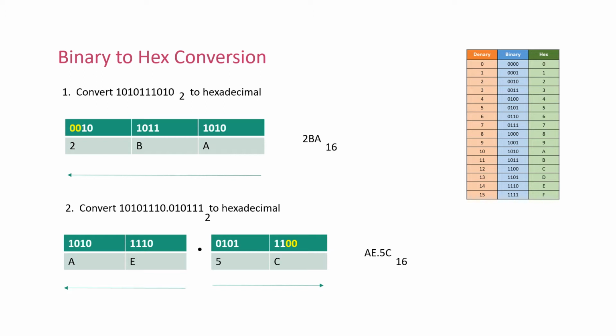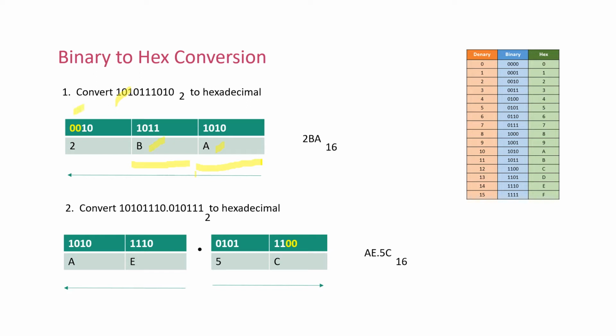It's 1010111010, and we are going to arrange them in groups of 4 bits each, and we'll start with the LSB. The first box has 1010, and the hexadecimal equivalent of 1010 is A, and the second box has 1011. The hexadecimal equivalent of 1011 is B, and the last box is short by 2 bits.